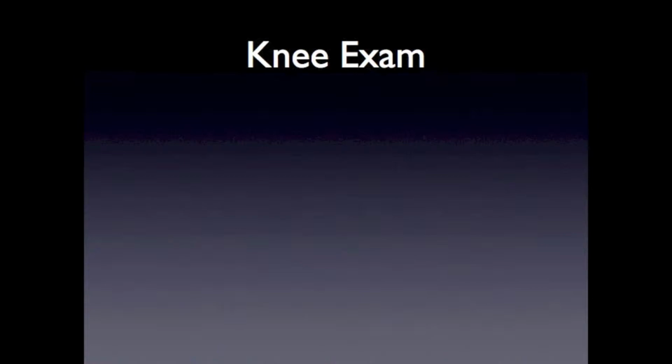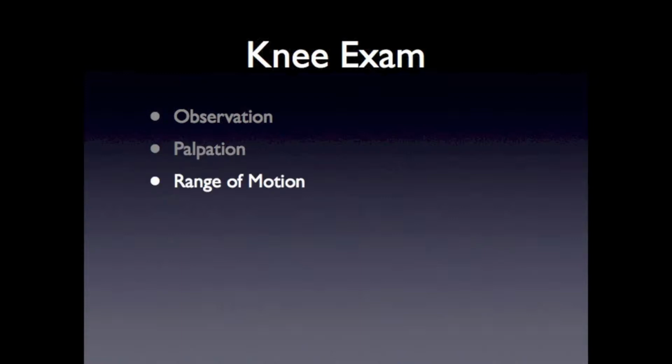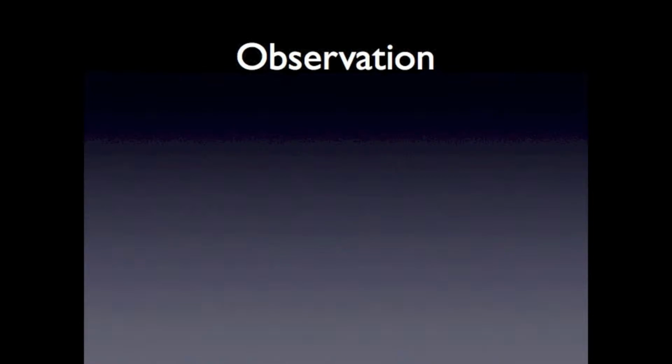As with any other joint in the body, we examine the knee with the same systematic approach, which begins with observation or inspection, followed by palpation, range of motion, strength, and lastly the provocative tests. Let's begin with observation. It is important to observe the gait of the patient, looking for an antalgic gait or limp.